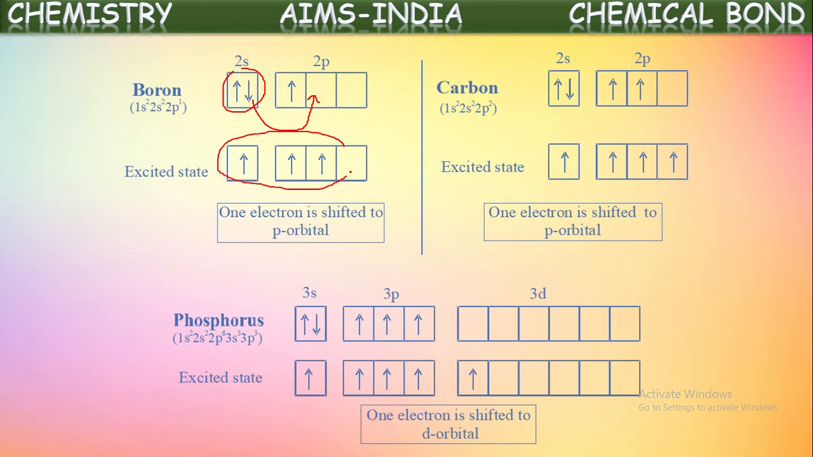In that way, it is getting 3 unpaired electrons or 3 half-filled orbitals. These will participate in the bond formation, and boron forms 3 covalent bonds. So the same we have explained now in the carbon case also.